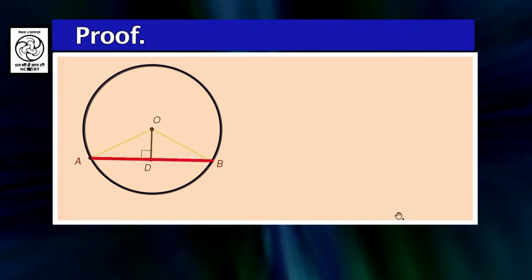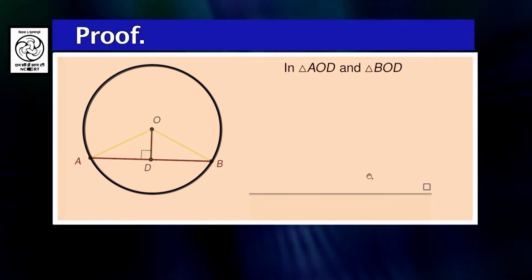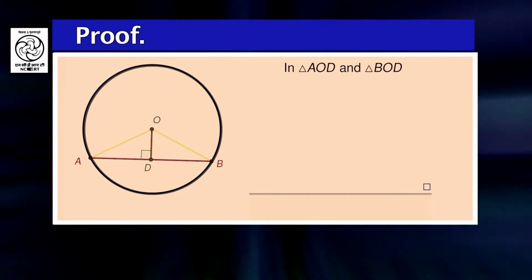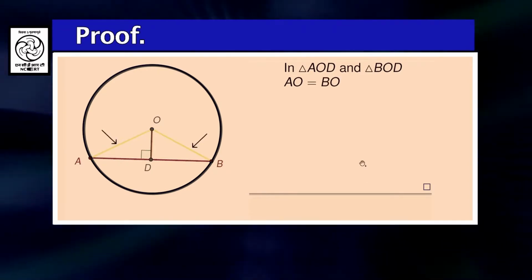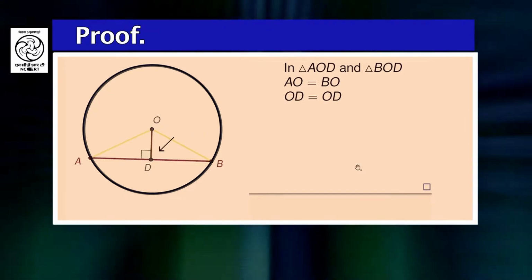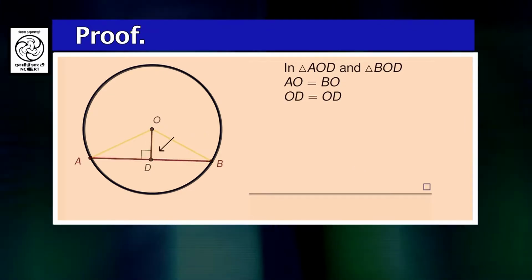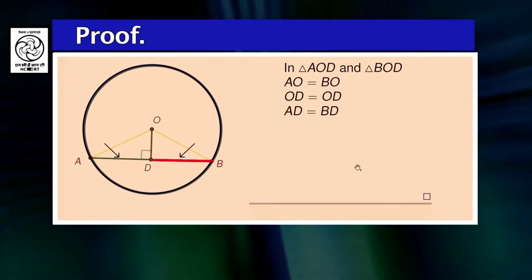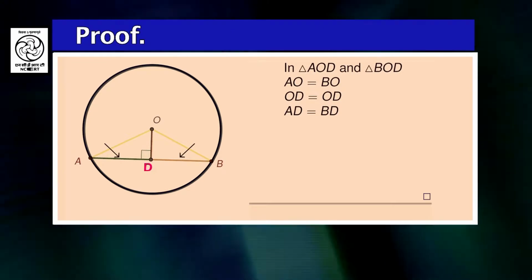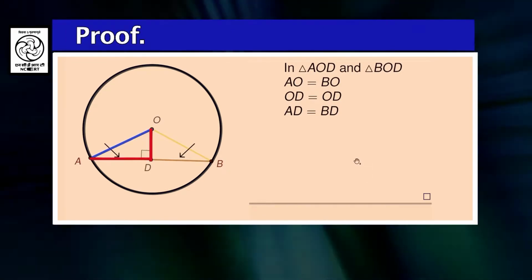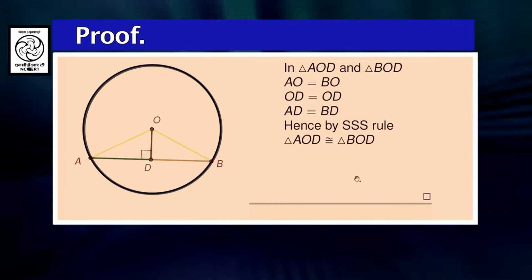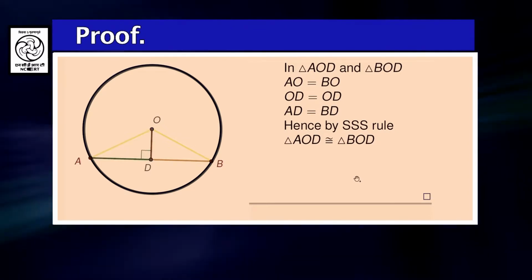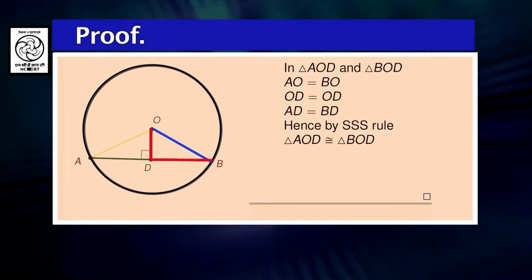We need to prove that OD is perpendicular to AB. Join AO and OB. Now, in triangles AOD and BOD, these are no longer right angle triangles. AO is equal to BO, which are radii of the circle, OD is equal to OD, which is a common side, and AD is equal to BD because D is the midpoint of AB. So, all three sides of triangle AOD are equal to the three sides of triangle BOD. Therefore, by the SSS congruency rule, triangle AOD and triangle BOD are congruent.